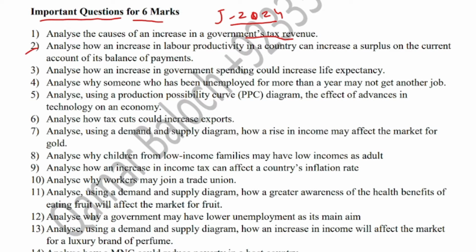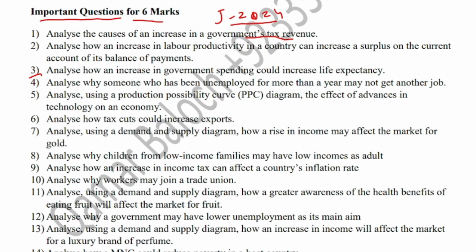And the second question is: analyze how an increase in labor productivity in a country can increase the surplus on the current account of the balance of payments. When the productivity or efficiency of labor increases, more goods and services are produced within the country, and as a result a surplus in the current account may be caused, because the country will have more goods and services to export to other countries. Similarly, imports will decrease, because when the productivity and efficiency of the country itself is higher, it will produce a greater quantity to satisfy needs and wants, and there is no need for importing goods from other countries.